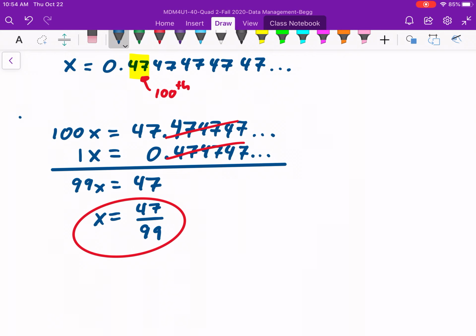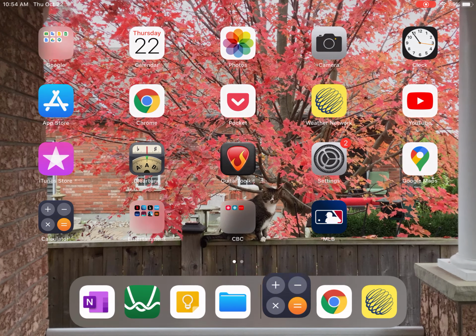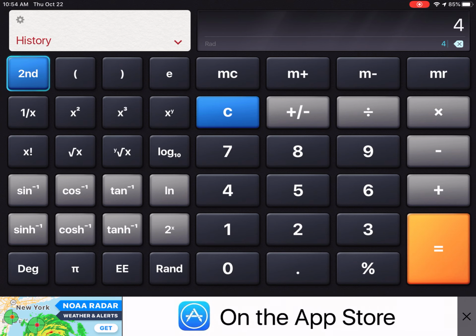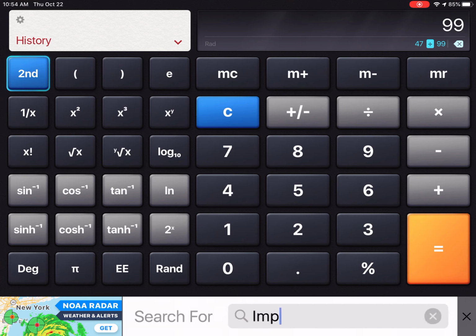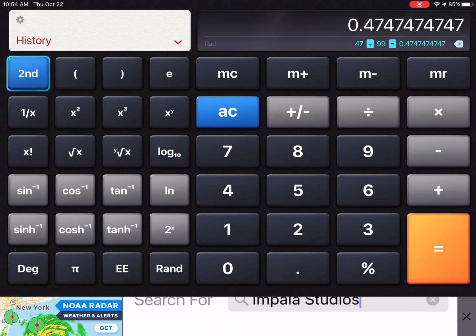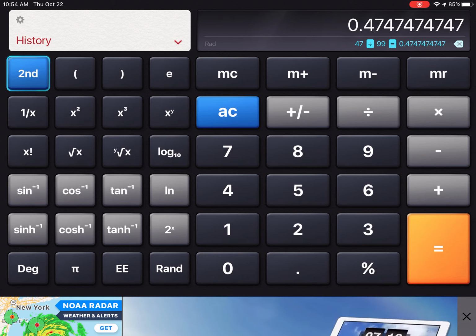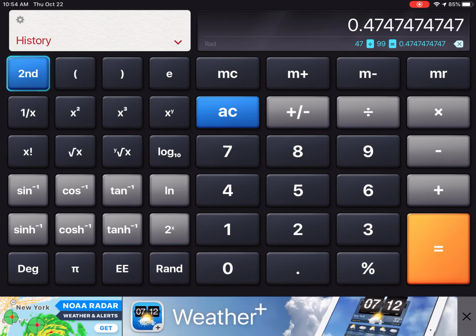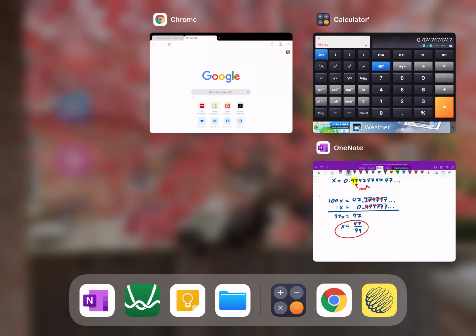But we can confirm that. Let's go check that on a calculator. 47 divided by 99 equals 0.474747, etc. And it would keep going, except that, again, my calculator has run out of decimal places, so it just rounded.